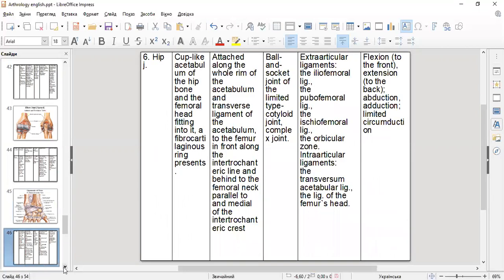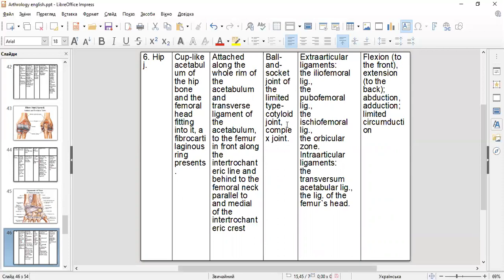Hip joint. The cup-like acetabulum of the hip bone and the femoral head fitting into it, and a fibrocartilaginous ring is present. It attaches along the whole rim of the acetabulum and the transverse ligament of the acetabulum, to the femur in front along the intertrochanteric line and behind to the femoral neck, parallel to the medial part of the intertrochanteric crest.